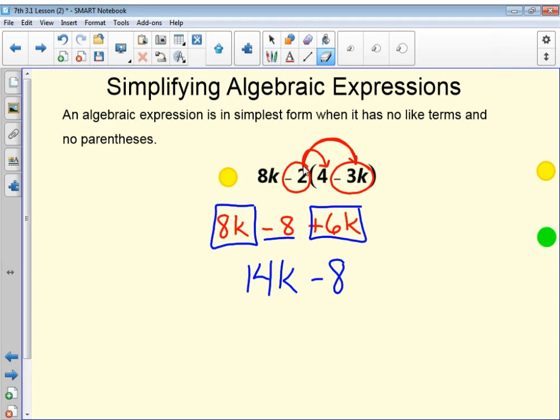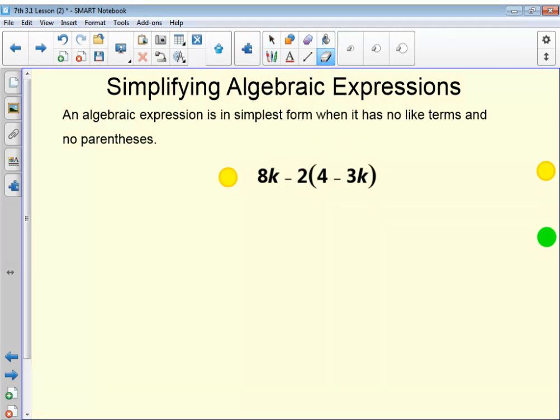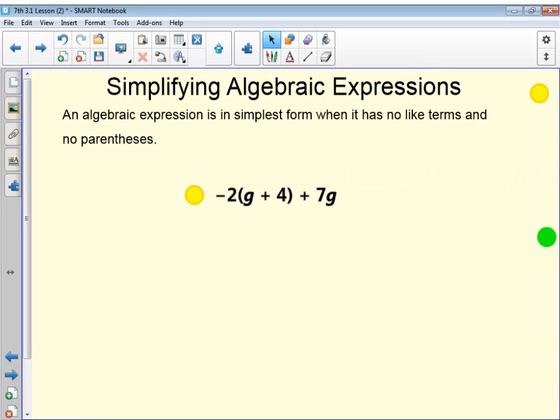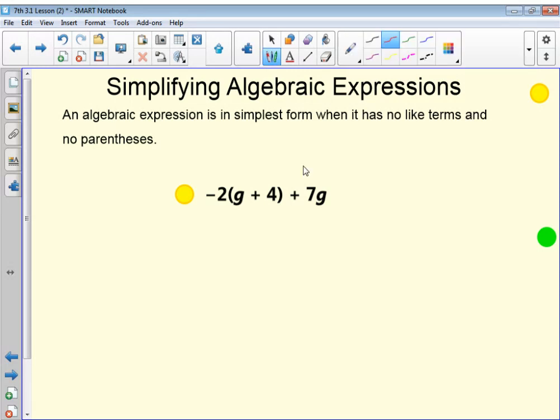Okay, so let's go ahead and try another one. That one was kind of tricky because of the negative sign. So once again, this one has another negative sign. So when we distribute, because we have to simplify the parentheses first, we need to take the negative with the 2. So negative 2 times g would give me negative 2g. Now I'm going to do negative 2 times a positive 4. So negative 2 times 4 gives me negative 8. And then I still have a plus 7g there.